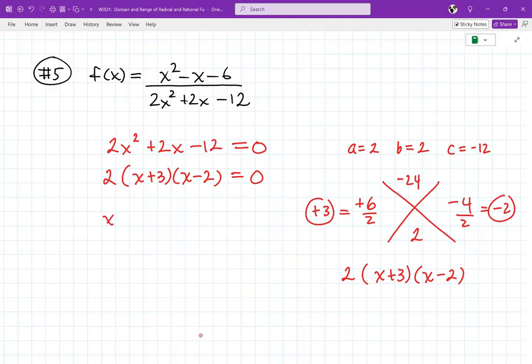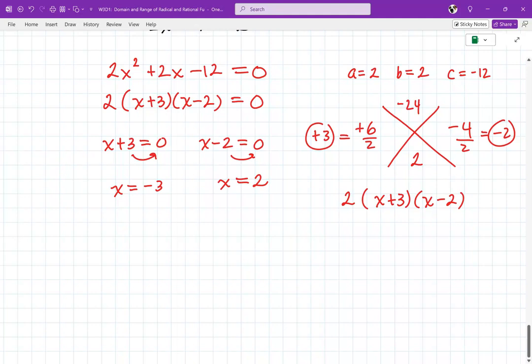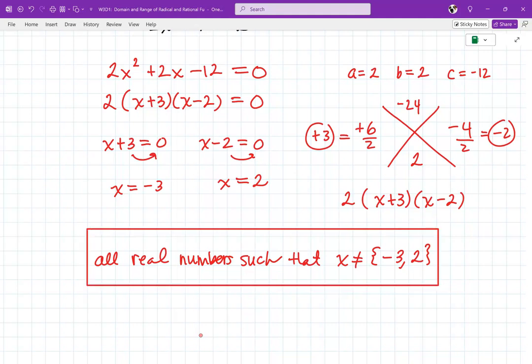So now my two solutions are x plus 3 equals 0 and x minus 2 equals 0. Moving this over, x equals negative 3. If I move this over, x equals 2. So I get two solutions. These are the answers I cannot use. So I'm going to write all real numbers such that x cannot be negative 3 and 2. And again, if you want to write it like this, that's okay. It's just another way to do it without so many letters and words.